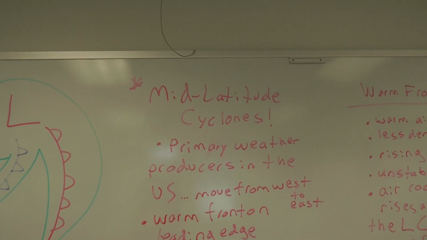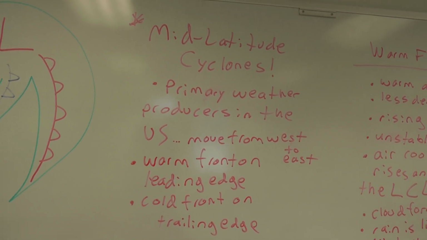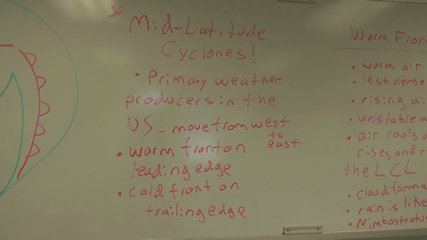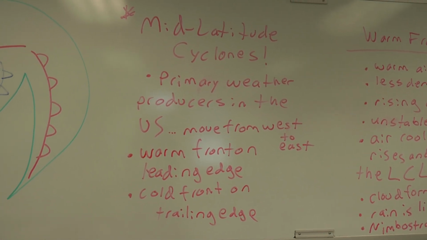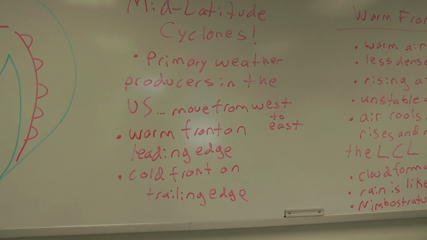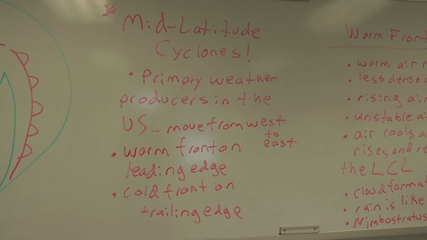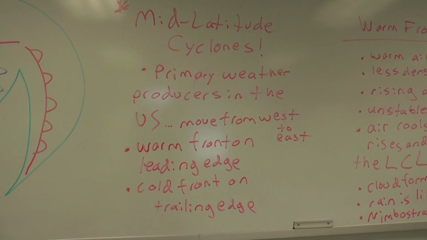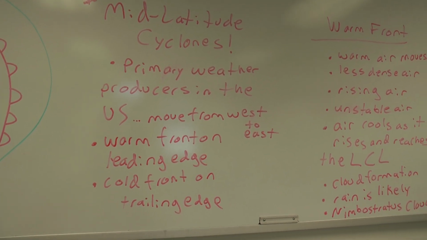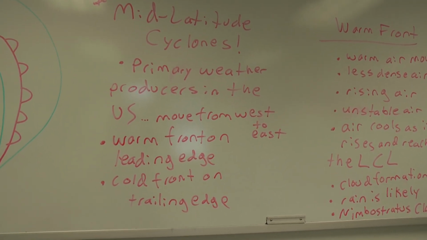Okay, so mid-latitude cyclones, what can we say about them? They are the primary weather producers in the United States, and they move from west to east because we are in a band of winds known as the westerlies. If you watched the video from last summer that I just put up the other day, I attempted to draw those weather patterns. I think starting with a big empty circle and drawing them makes them a little easier to remember. Anyway, because we're in the westerlies, these mid-latitude cyclones move from the west to the east.